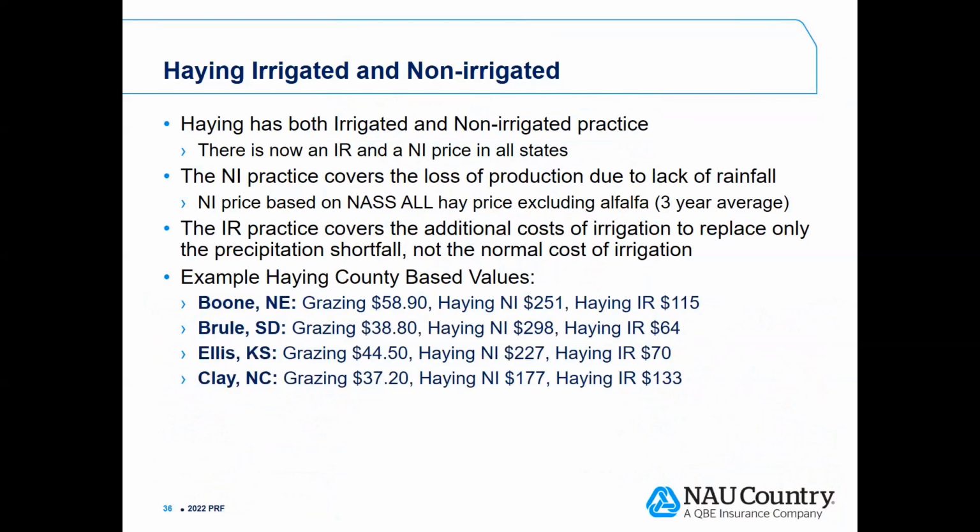As you can see here, it's just some examples, one in Nebraska, South Dakota, Kansas, North Carolina, showing different county base values for grazing, haying non-irrigated, haying irrigated. It would also have different county base values for organic, irrigated and non-irrigated. So just something to be aware of. Don't just think you know one number and it applies to all practices in all counties in the whole state.